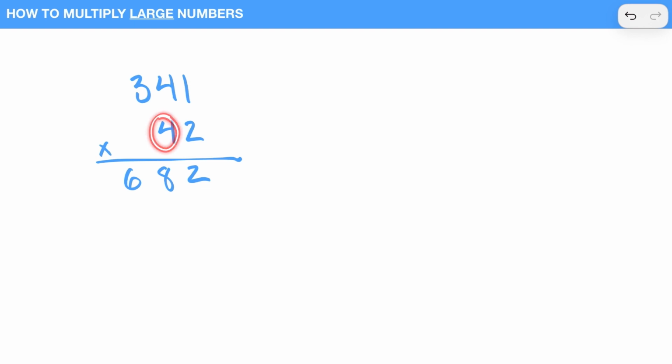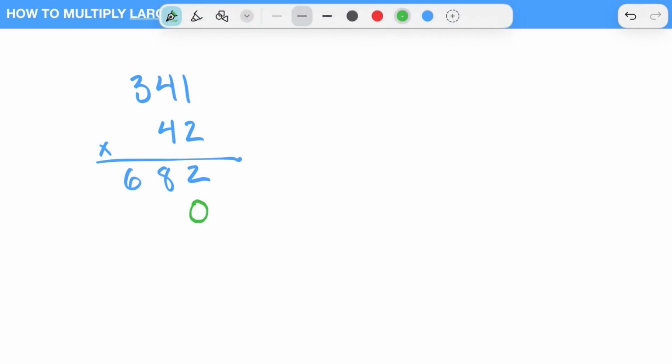Now this is not a 4, this is actually 40, right? So what we're going to do is we're going to add a placeholder. If we're multiplying everything by 40, we're going to preemptively put a 0 down below this 2 right here. And then we're going to proceed the exact same way. We're going to do 4 times 1, and we get 4. Then we're going to do 4 times 4, and we get 16.